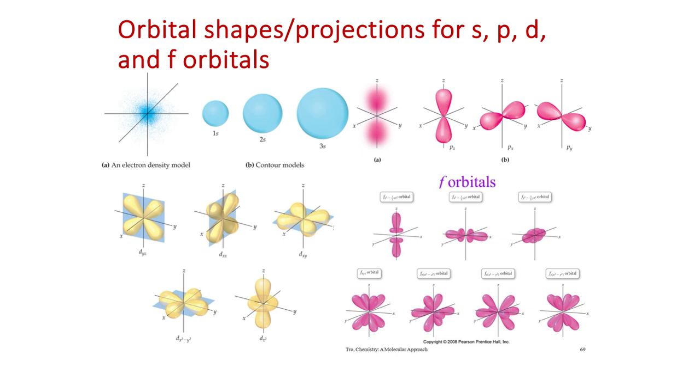Let's take a look again at this slide. We quickly, at the very end of class, looked at this slide. The n value is looking at size. This is showing you that the n value increasing leads to a larger orbital. So 1s versus 2s versus 3s, those are just increasing orbital sizes.